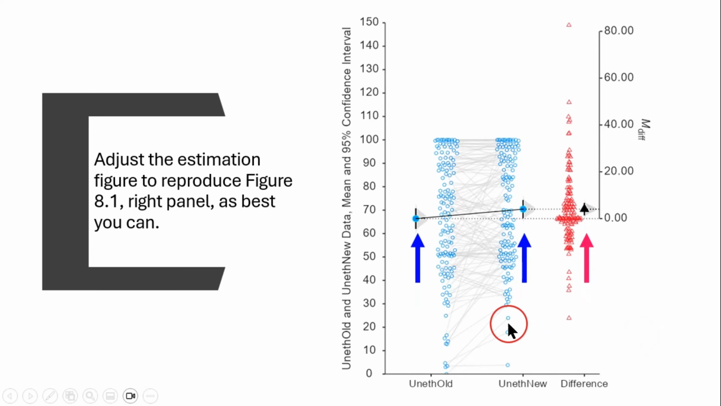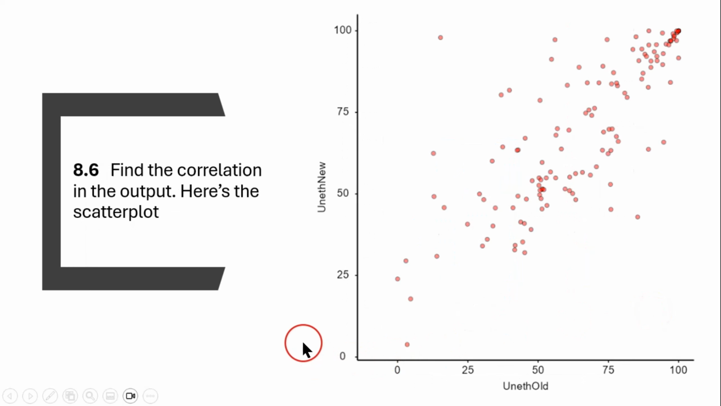So there's our arrows showing the means and the mean difference. And then there's our scatter plot, finally. So find the correlation in the output, and here's the scatter plot of the data. Unf old on the horizontal and unf new on the vertical. So each one of these points is the combined ratings of one person.